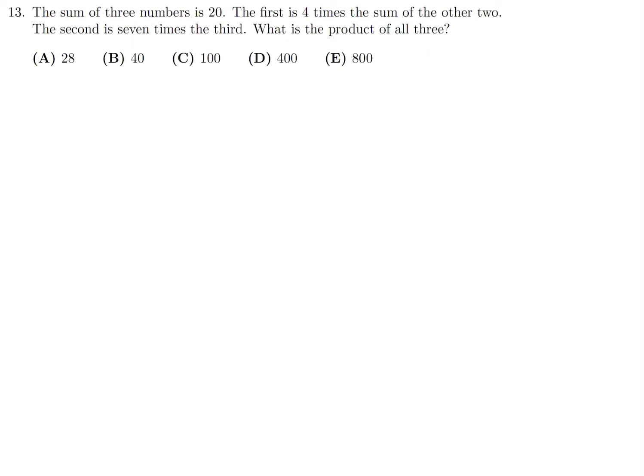The sum of 3 numbers is 20. The first is 4 times the sum of the other 2. The second is 7 times the third. What is the product of all 3?